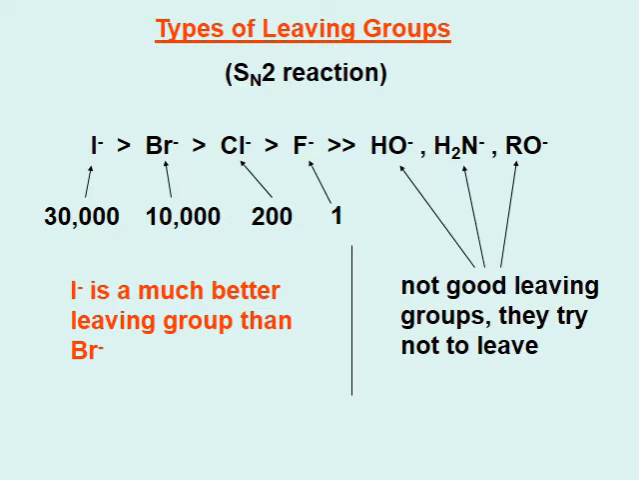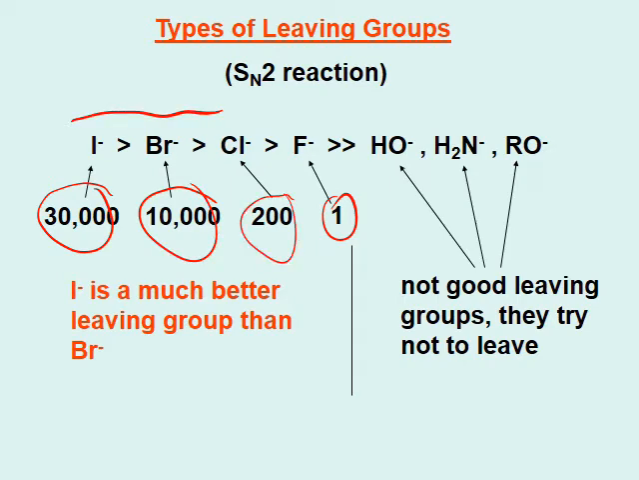In this slide, we're seeing the quality of leaving groups. Some groups are much better leaving groups than others. For example, I minus as a leaving group is 30,000 times better than fluorine or fluoride. If you consider fluoride to be 1, I minus is 30,000 times better. In other words, I minus leaves quite readily when a group is coming. Br is about 10,000 times, and Cl minus is about 200 times. So these are all better leaving groups than fluoride.